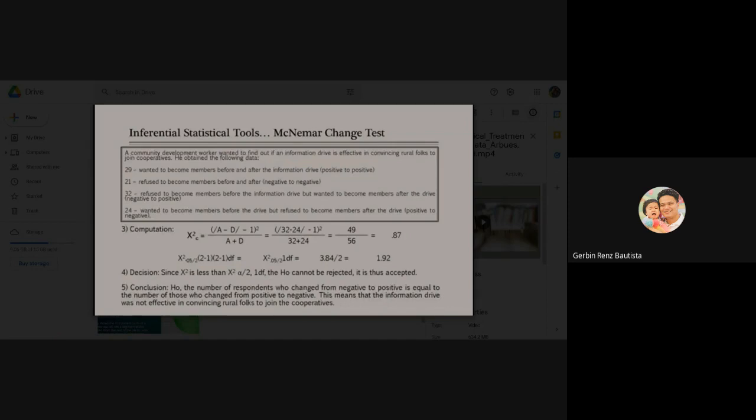Thus, the decision is that since chi-square is less than chi-square alpha at 1 degree of freedom, the null hypothesis cannot be rejected. Therefore, it is accepted.